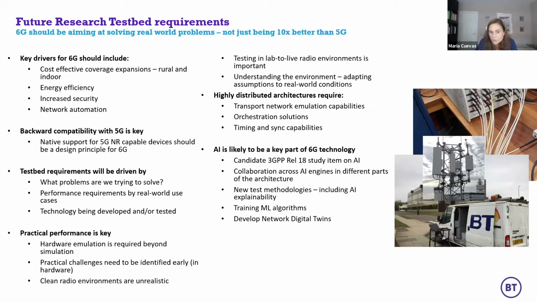And finally, last but not least, AI, as we all know, is likely to be a very key element of 6G technology. So we believe we need new test methodologies. We need things like AI explainability to be entrenched in everything we do, even at a research level. And I see as well that Robert is going to be covering digital twins later on, which is a very important topic for us. We do believe that our testbeds need to be equipped with the ability to almost develop digital twins as we develop the real technologies that we're going to be deploying in our networks. So that's me. Thank you very much.